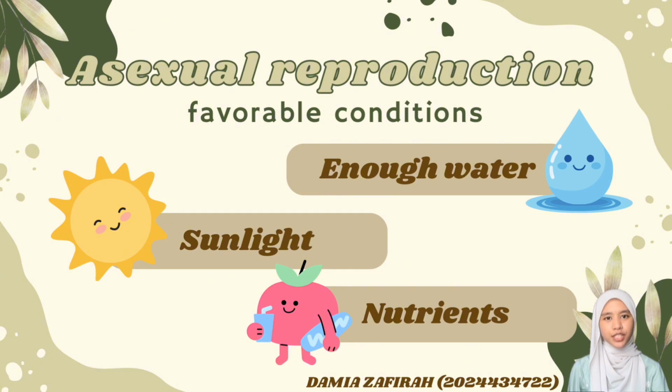Let's start with asexual reproduction. Asexual reproduction happens when the environment is favorable for growth. This means there is enough water, sunlight, and plenty of nutrients available. Under these conditions, Spirogyra can grow quickly and reproduce efficiently without needing another organism. This allows the population to increase rapidly.